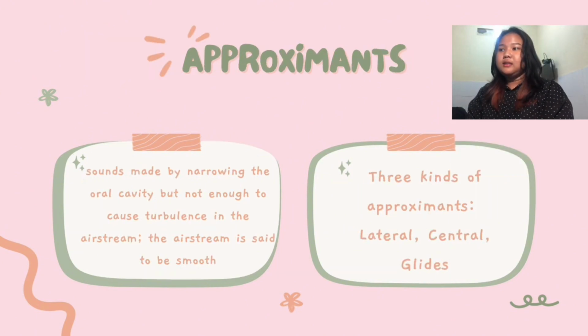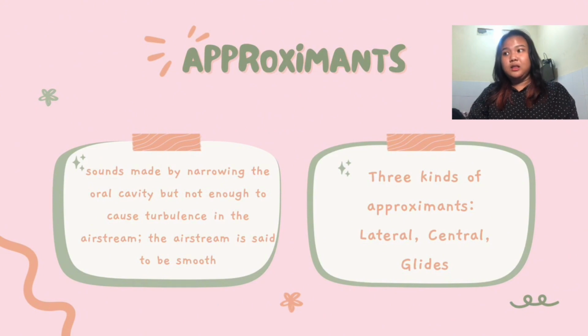It is sounds made by narrowing the oral cavity but not enough to cause turbulence in the airstream, and the airstream is said to be smooth. Approximants are more sonorant, or naturally loud, than consonants, but less so than vowels. So English has 3 kinds of approximants.